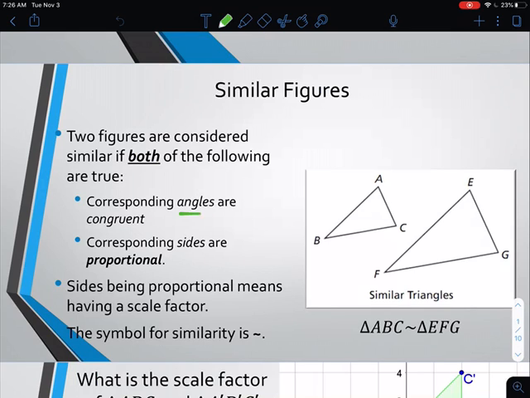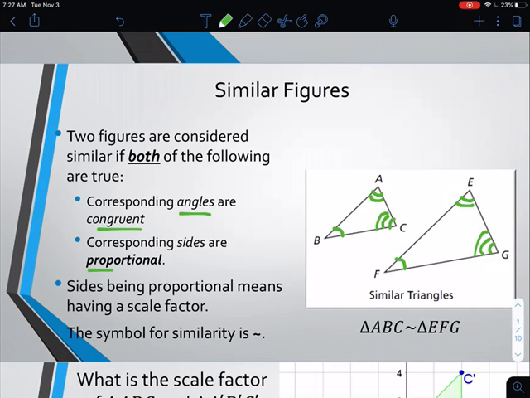If two figures are considered similar, their corresponding angles have to be congruent. So for instance, in the triangles at right here, the corresponding angles, or the angles that match up, B would have to be congruent to F. So those two angles would have to be identical. A would have to be exactly the same as E, and then C would have to be exactly the same as G. So if these are going to be similar, all the angles are going to be identical.